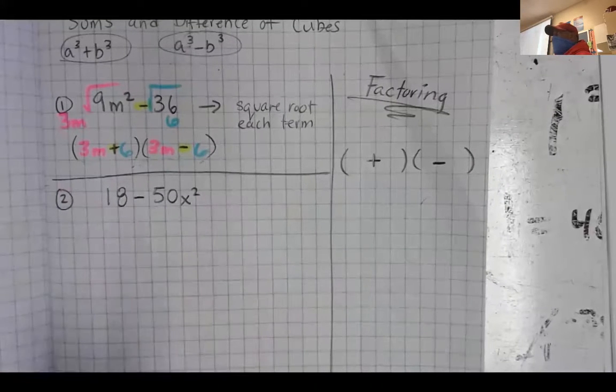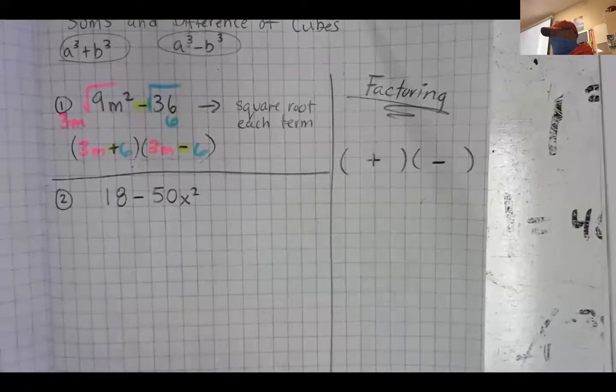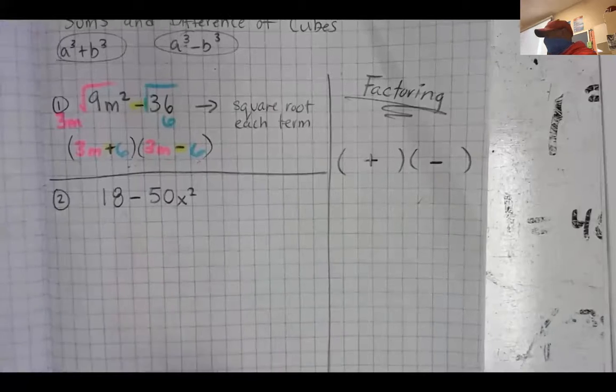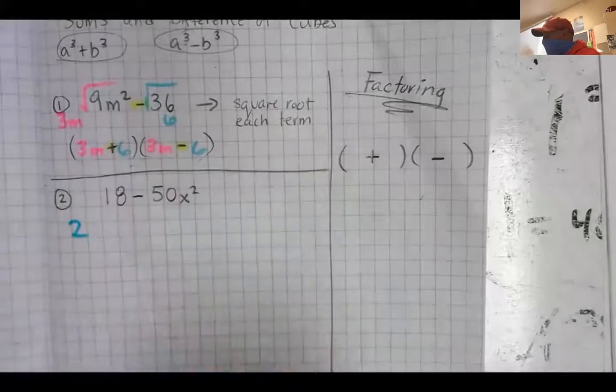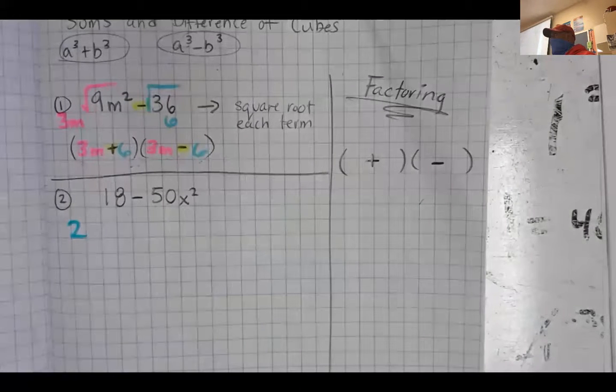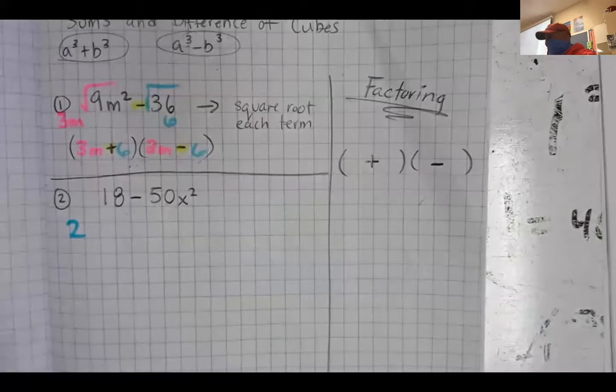So when I look at these problems, whether it's two terms or three terms, I want to see, okay, is there a common factor that I can take out of those terms before I start trying to go to the next step? So I want to look at the 18 and the 50 and ask, is there a number I can divide into both? Well, in this case, I could divide 2. So there's a common factor of 2 between the two.